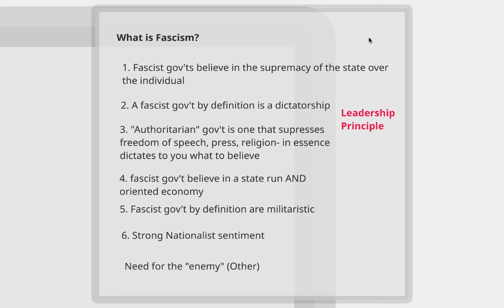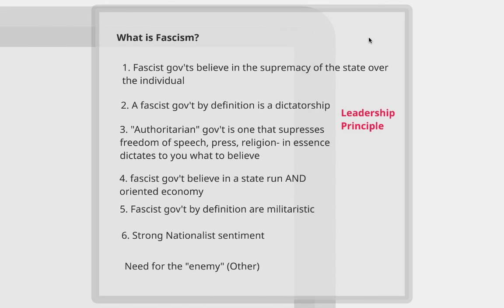What this means is that there is no pretense of a free market economy here, right? The government is run by and for the state, right? So all of these different corporations and industries are essentially nationalized and run by the government, for the country, for the interest of the nation.